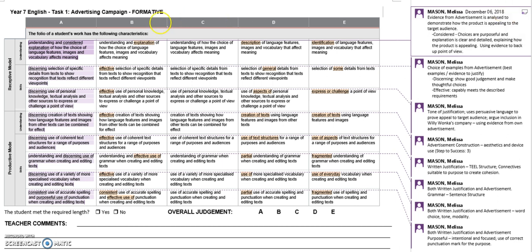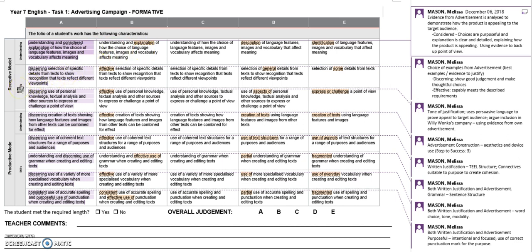Whereas to get a B, it's just an understanding and explanation of, so the difference being the word considered. It means you're still using evidence, but it's purposeful. You've chosen the best examples for the task in regards to your explanation to get that A. So that's the determining difference there.